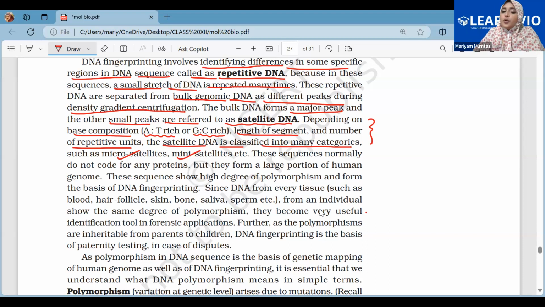And also, what is polymorphism, students? If you see the word polymorphism, what does it denote? Break the word and tell me. Poly is many. And morphism.